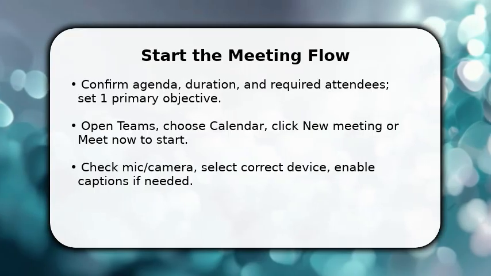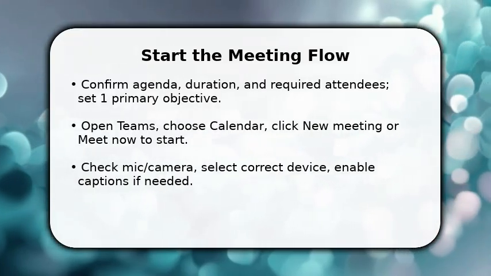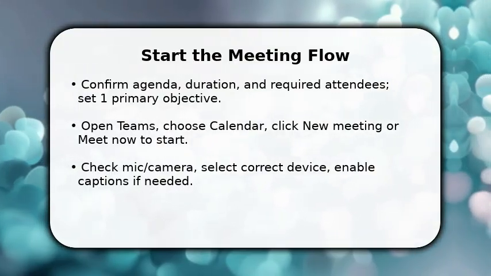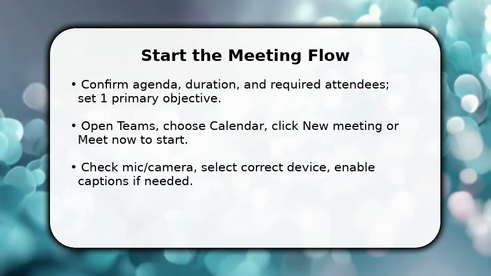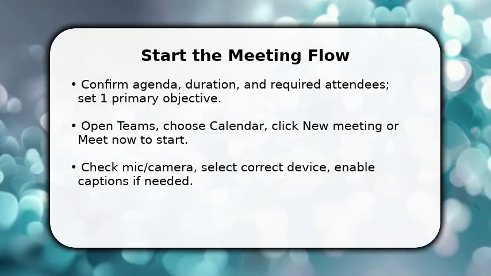You begin by locking the objective, one primary outcome and a clear agenda. Once that's set, open Teams and go straight to Calendar. Click New Meeting or Meet Now to create the session. Make sure you select the right mic and camera. This avoids the common delay 5 minutes in.